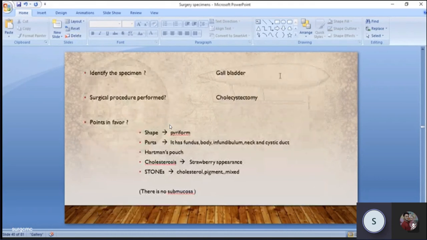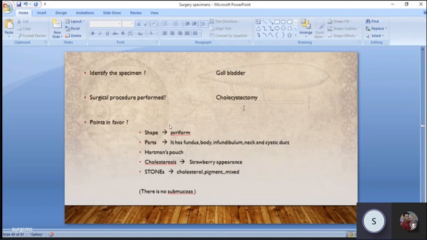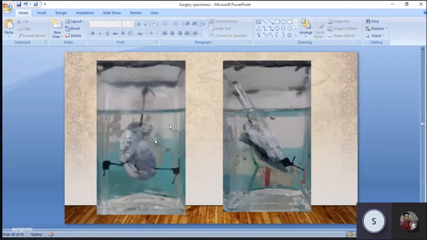So what surgery has been performed? Cholecystectomy. You don't know whether it is an open or laparoscopic cholecystectomy, but you can identify it by seeing the specimen. If you see a clip on the cystic duct, then it is a laparoscopic cholecystectomy. Otherwise, it is preferably an open cholecystectomy.